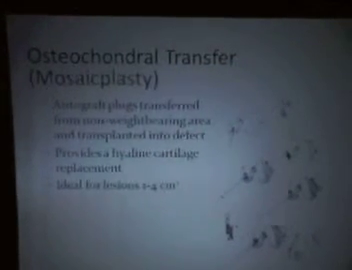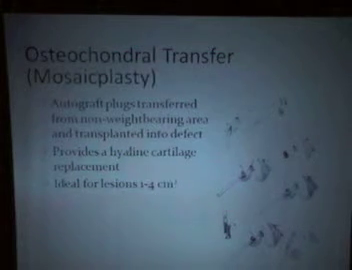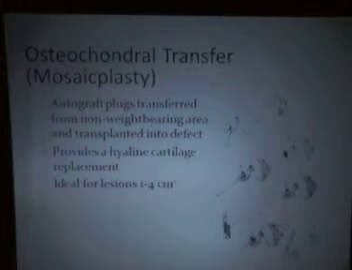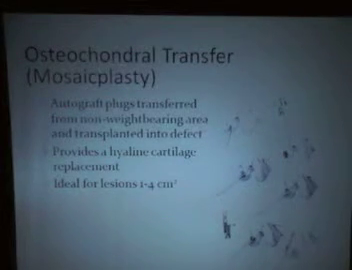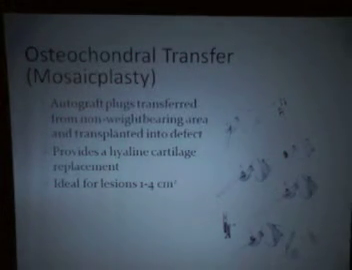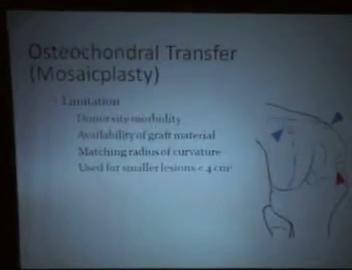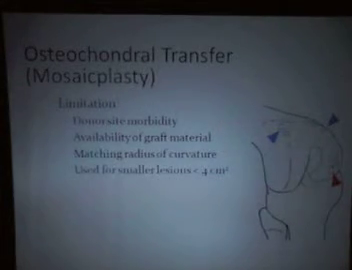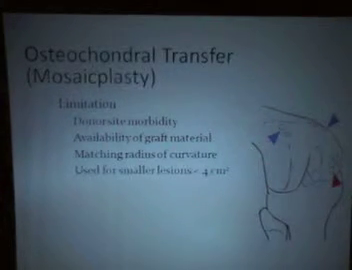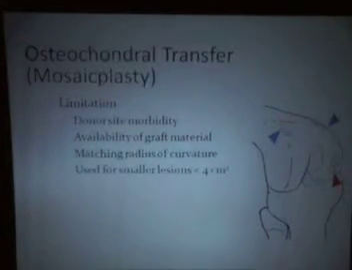So moving on to mosaicplasty. This is, as mentioned earlier, basically what we do: we take a core of bone from a non-weight bearing area, core that out, and transfer that into the defect area. There are limitations. One of the most important is donor site availability. How much graft can you actually obtain? That does limit the size of lesion this can be used for.